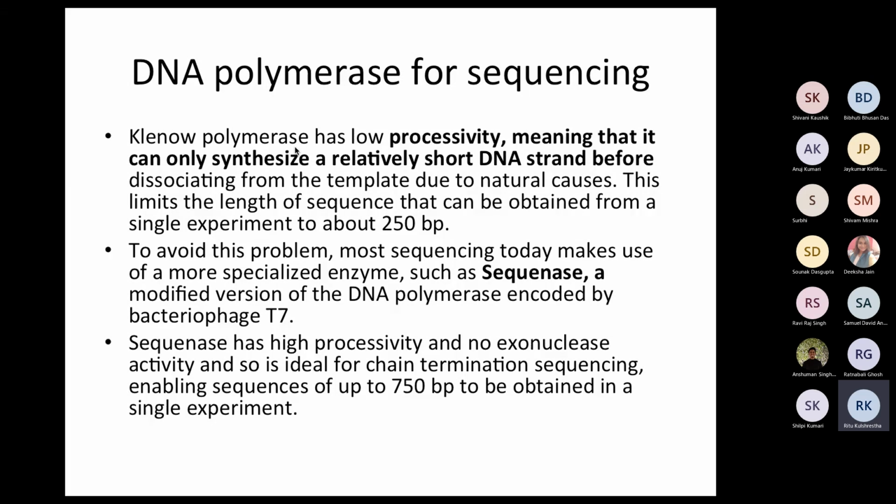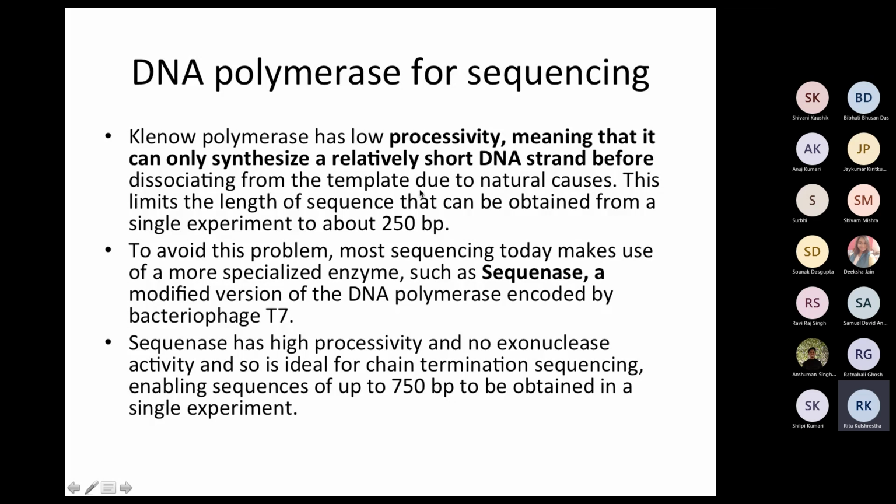You will also connect this to some of my previous classes where I told you how you manipulate DNA, etc. I'll come to that. But for now, I just want to tell you that there is one enzyme, Klenow polymerase. It has low processivity. What is processivity? It means that it can synthesize only a very short DNA strand before dissociating from the template.